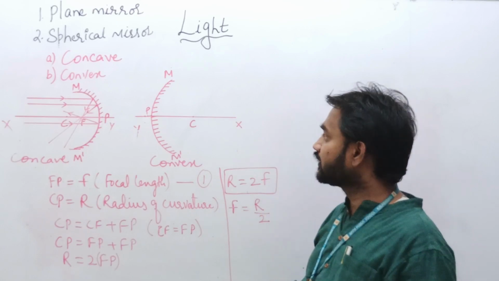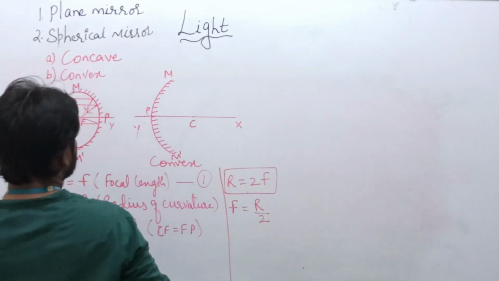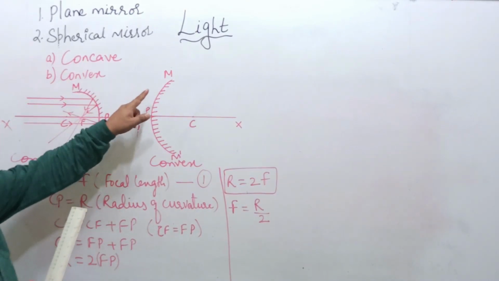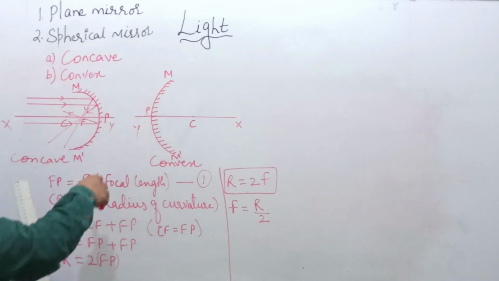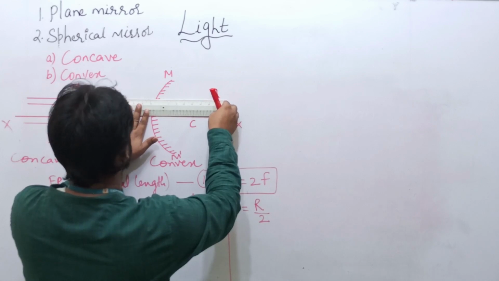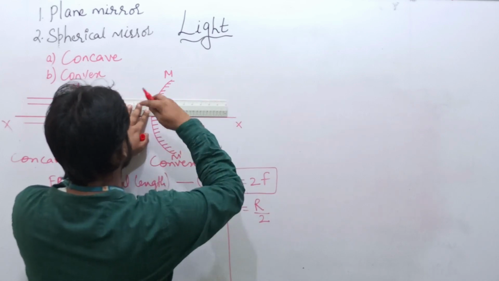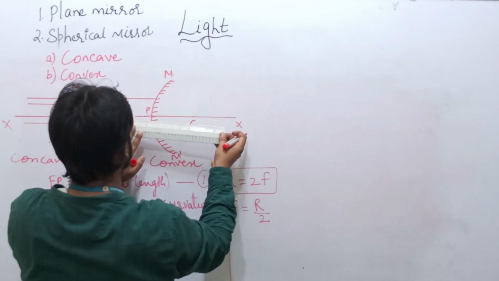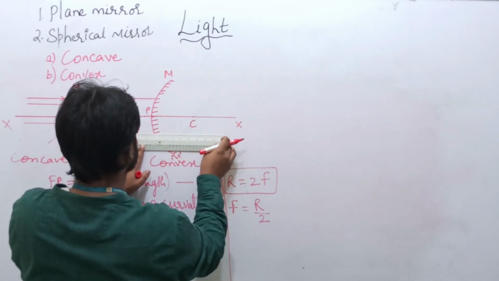Is that clear? Yes. Now, since this is the reflecting surface which is bulged outwards, here if I draw the light rays which are incident on the mirror, I'll draw only two rays and I'll show you.